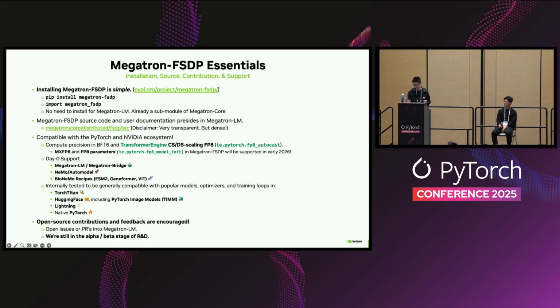We definitely encourage open source contributions. Whenever you find a bug or want to give us feedback, just open issues or PRs into Megatron-LM. And just keep in mind that we're still in the alpha and beta stage of Megatron-FSDP, so definitely expect some bugs or friction.